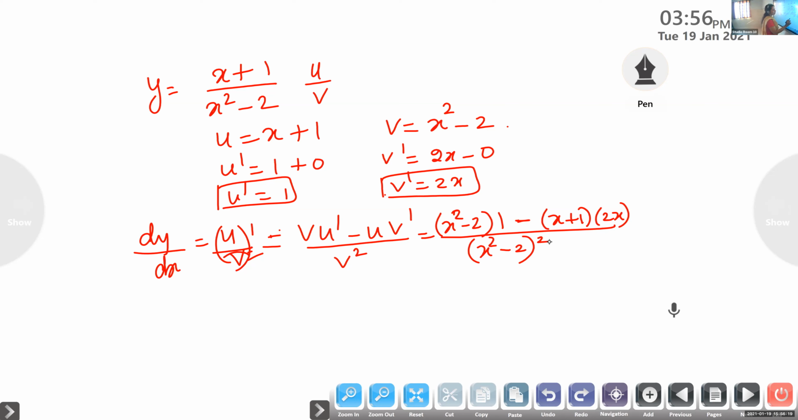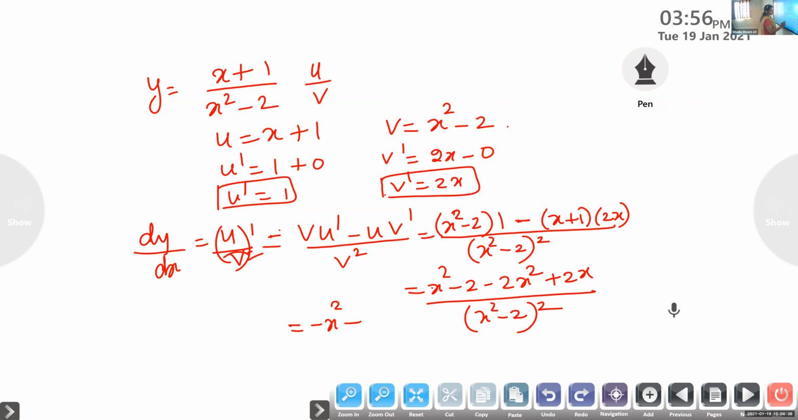So when you expand it, you get x square minus 2 minus 2x square, minus of minuses plus 2x by x square minus 2 the whole square. When you group the like terms, you will get minus x square plus 2x minus 2 by x square minus 2 the whole square.